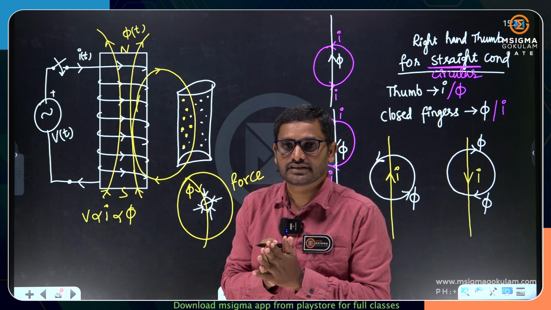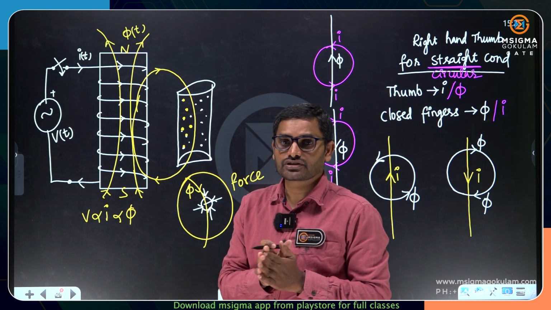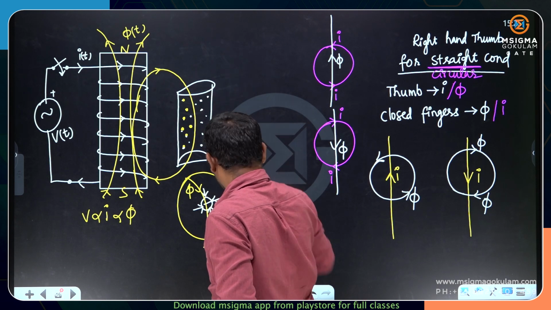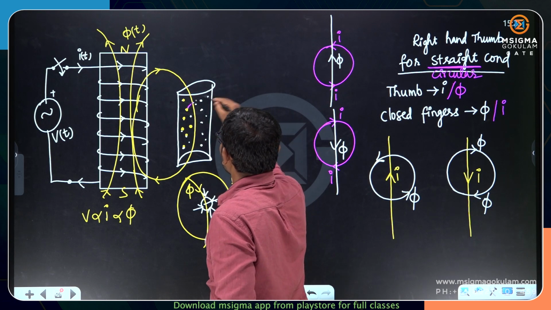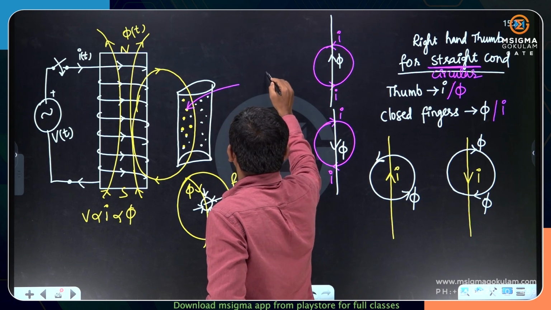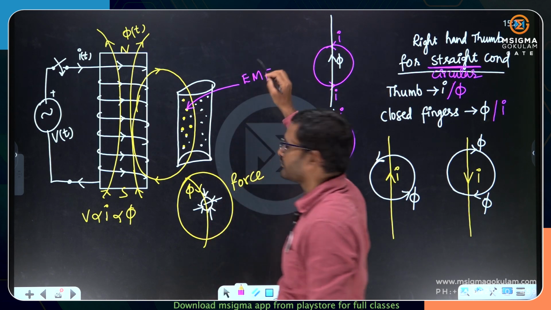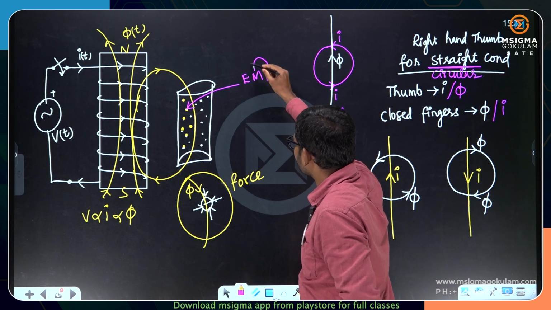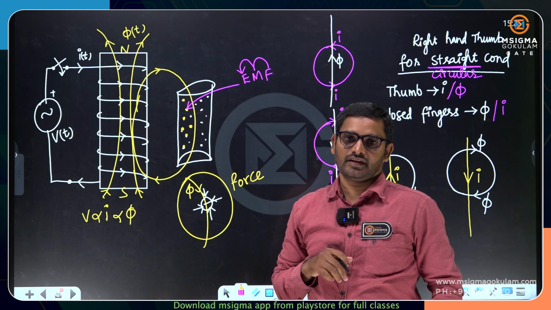On a few electrons, a force will be created. This force we call electromotive force, a force which moves the electron. Please try to understand this point: a force which moves the electron, we call it electromotive force.